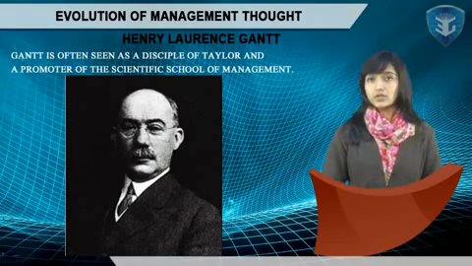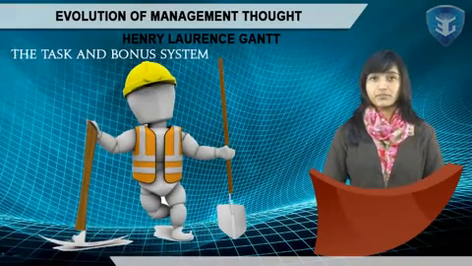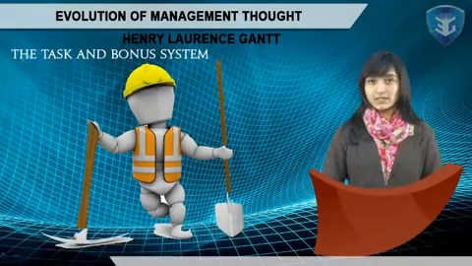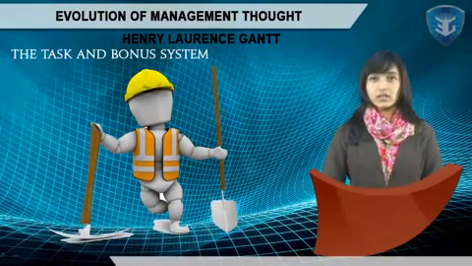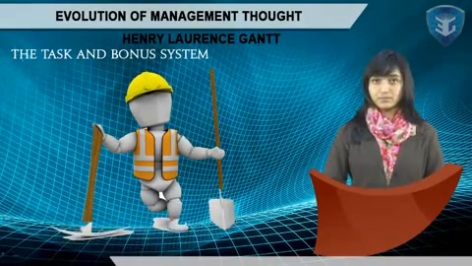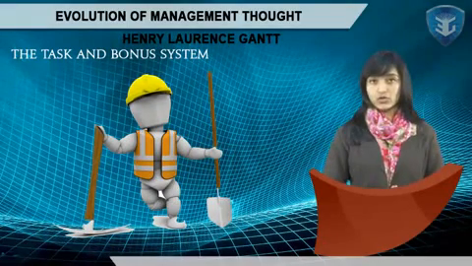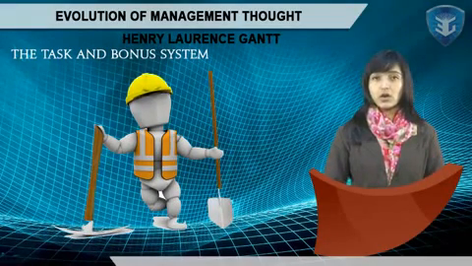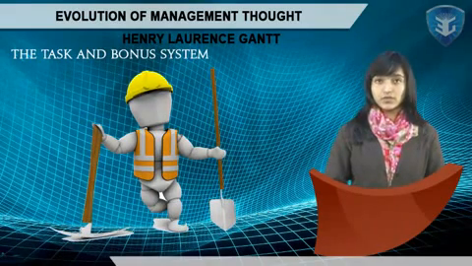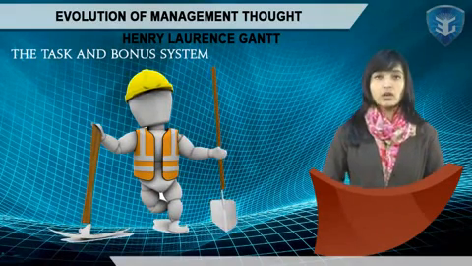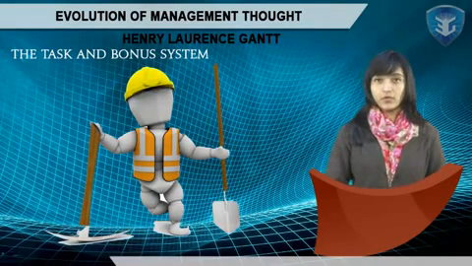Gantt made 4 individual and notable contributions. The task and bonus system. Gantt's task and bonus wage system was introduced in 1901 as a variation on Taylor's differential piece rate system. With Gantt's system, the employee received a bonus in addition to his regular day rate. If he accomplished the task for the day, he would receive a bonus. He would still receive the day rate even if the task was not completed, whereas Taylor's piece rate system penalized employees for substandard performance.